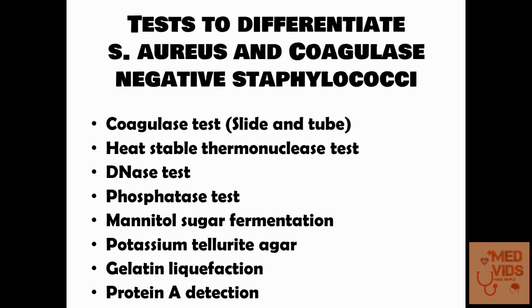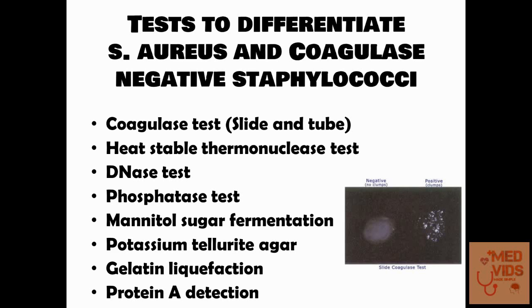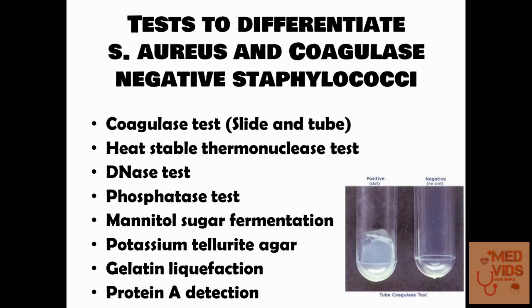Okay, so I'll discuss a little bit about the coagulase test here. This is the interpretation. This is how the slide coagulase test looks. If there are no clumps present, it is coagulase negative. If there are clumps present, it is coagulase positive. This is the slide coagulase test.